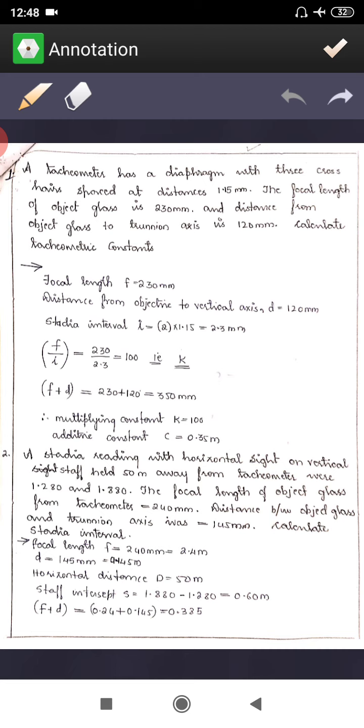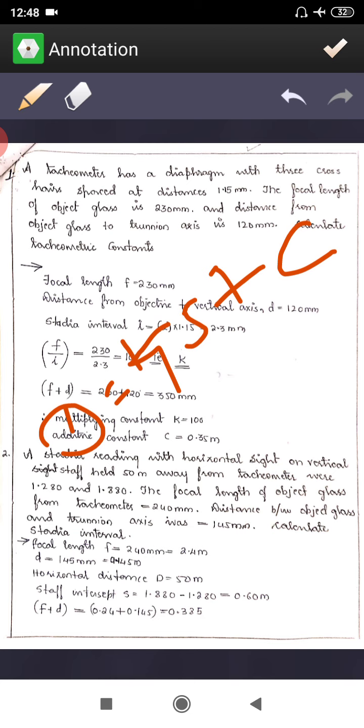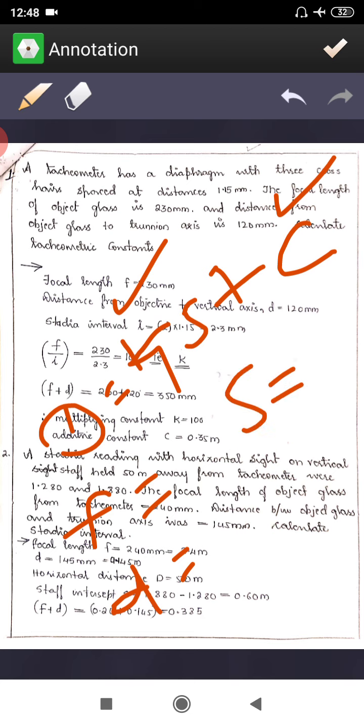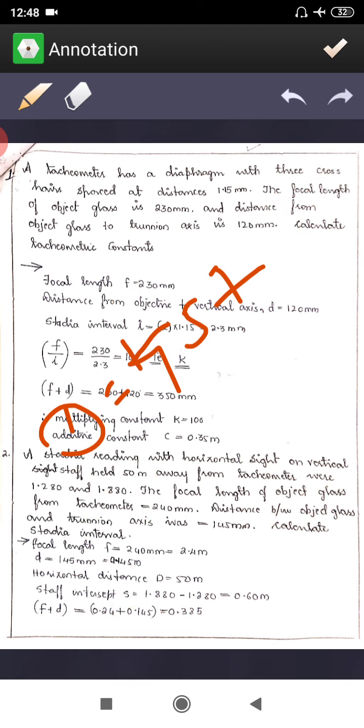Now see, what is the basic formula of D? D is equal to Ks plus C. Here we don't know the K value, and we don't know the C value. The given data is small f, small d, and S is also given. The only thing is that you have to determine the I value. Now how am I going to get that I value? See, I know what K is. K is F by I, right?